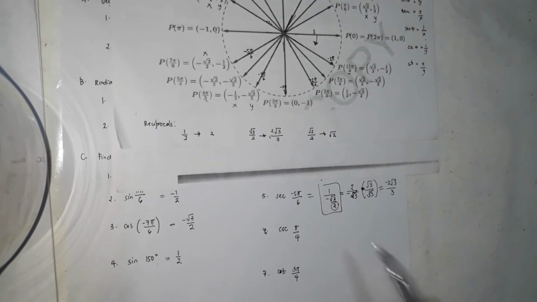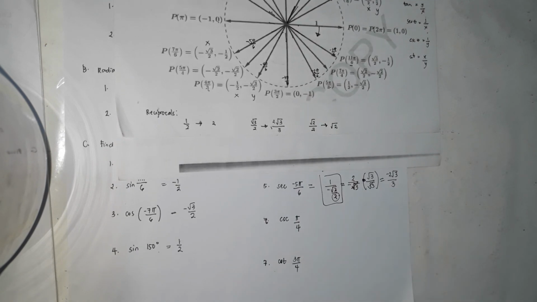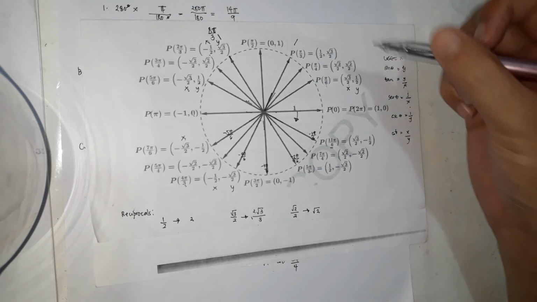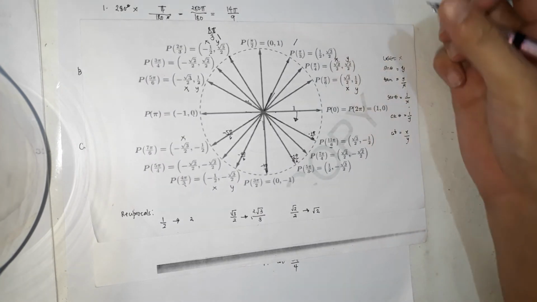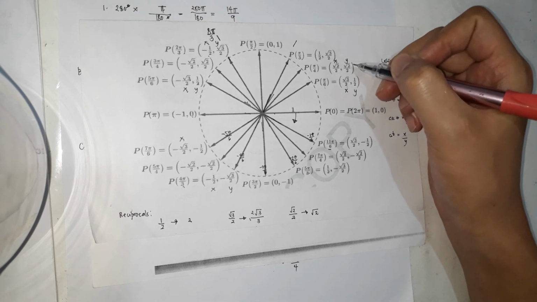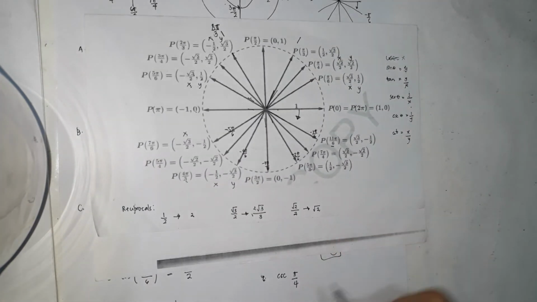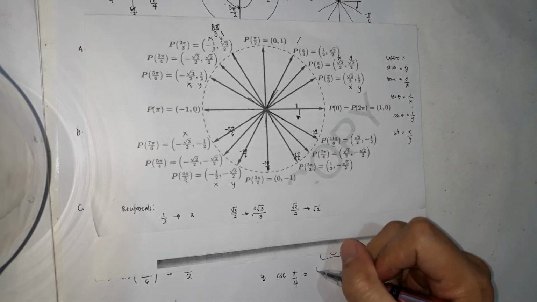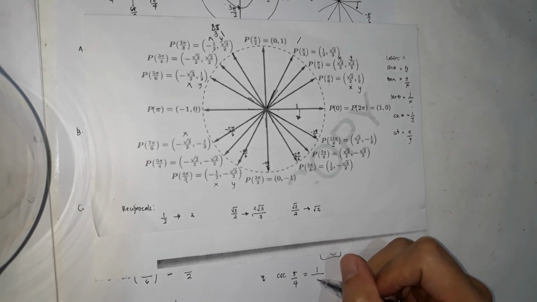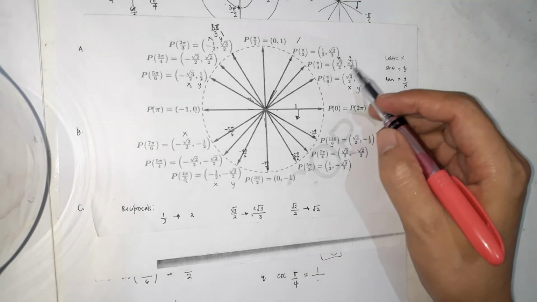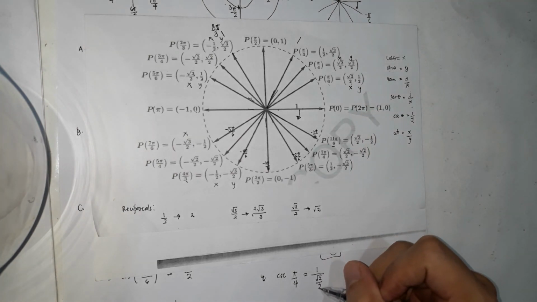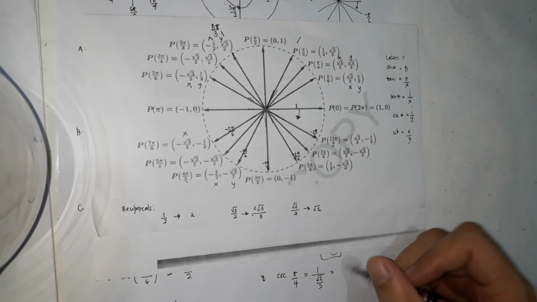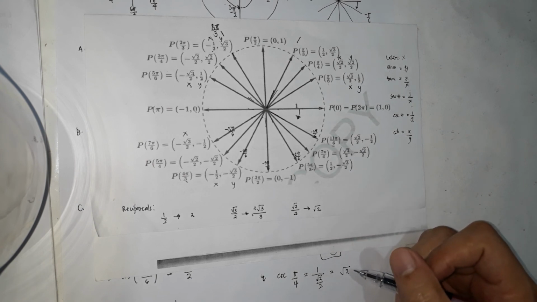Next, cosecant pi over 4. So, this is x, and this is y. So, cosecant is 1 over y, which is the y here is square root of 2 over 2. So based on our given, this reciprocal is square root of 2. So this is square root of 2.